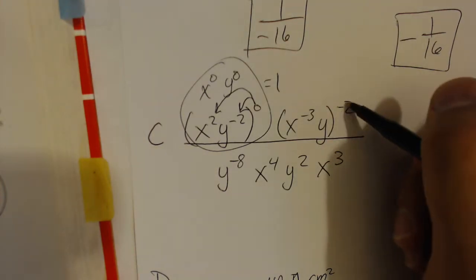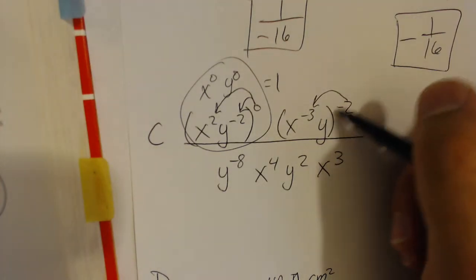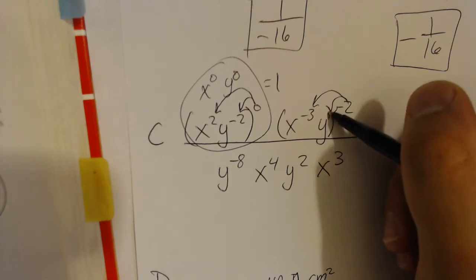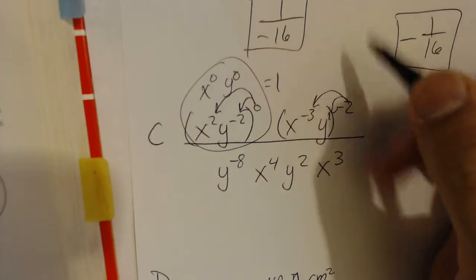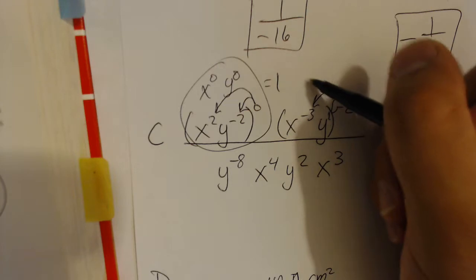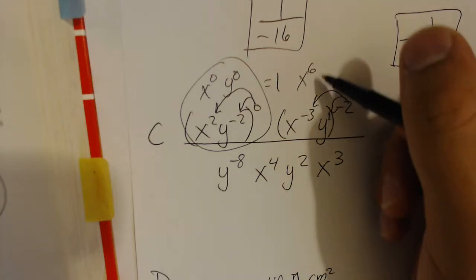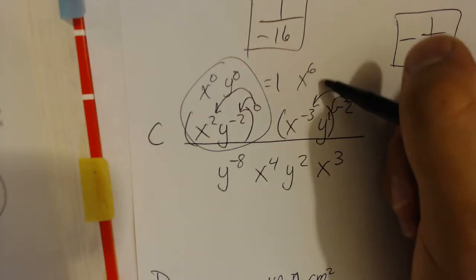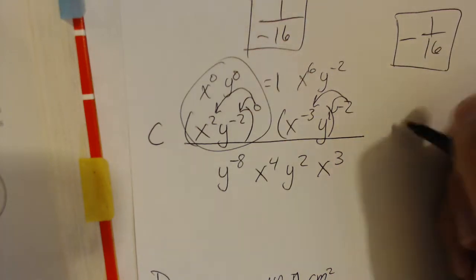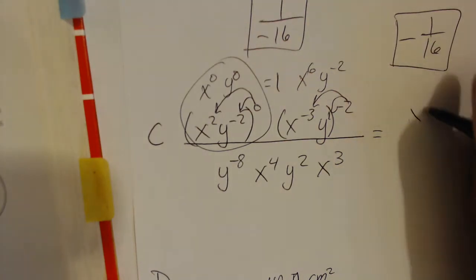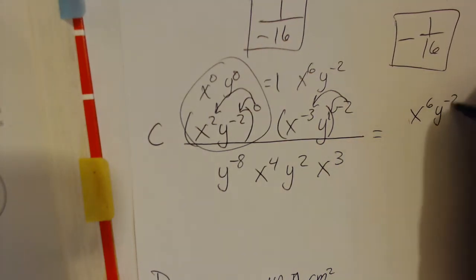Over here, same thing, negative 2 times negative 3, and then negative 2 times the invisible exponent of 1 here. So negative 2 times negative 3 gives us a positive 6, so we now have x to the positive 6. Negative 2 times 1 gives us y to the negative 2. So that numerator can be rewritten as x to the 6, y to the negative 2.